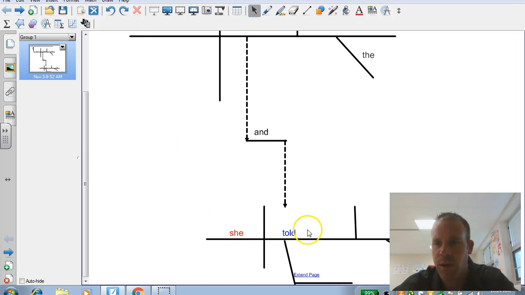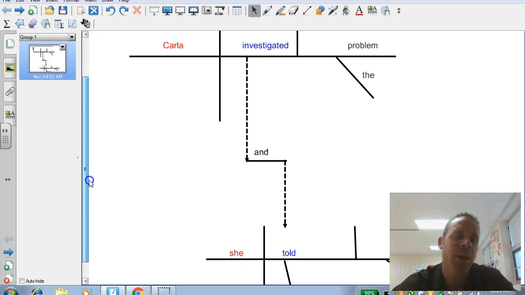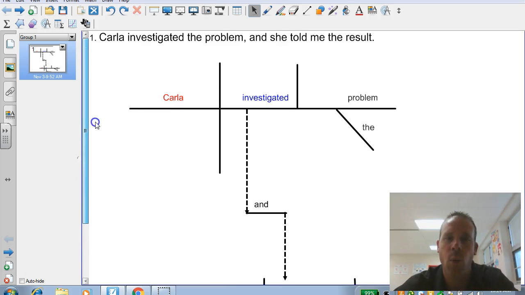And right here we go. We have she told, what did she tell? She told result. Okay, a couple more things to put in. She told, here's my the. And then finally I have the indirect object me. She told me the result. And there is my compound sentence diagram. It takes up a lot of space. That's just the way it is. But if you're breaking it down one clause at a time, it makes it a lot easier.